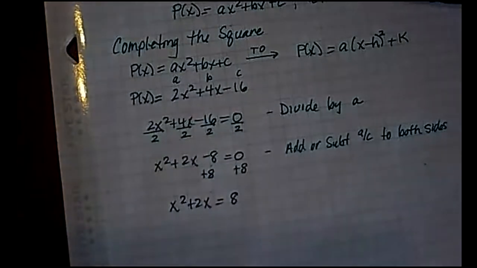we're left with this. Okay, so what we're going to do next is we're going to take half this middle term. I say middle term because it's the middle right here. We're going to take half this middle term and we're going to square it. So I'm going to write that over here: half the middle term and square it.